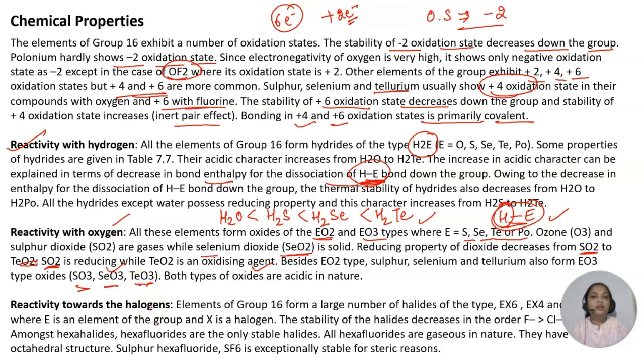Then reactivity towards halogens. They also form halides of type EX6, EX4 depending on the oxidation state. We saw that the oxidation state can be +2, +4, +6. But you should know that the stability of the halides decreases in the order fluorine, chlorine, bromine, iodine.